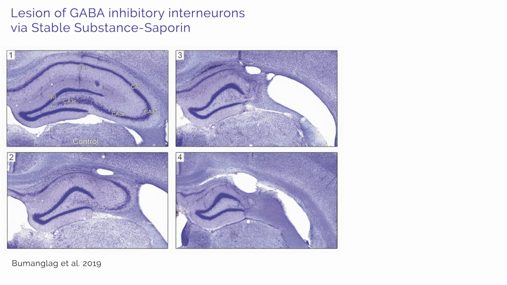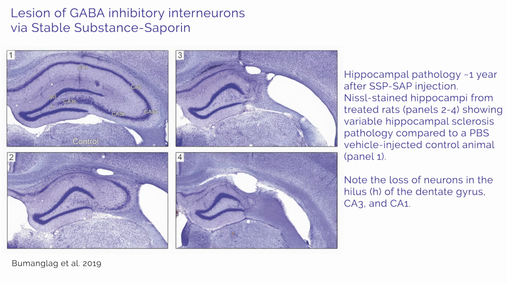And this image was taken from Bumanglag et al. 2019. And this is rat tissue taken from rats treated with substance P saporin. The interesting point here is that this was 1 year after treatment with the substance P saporin. And so again, this is showcasing the idea of permanent removal of a particular set of neurons. Again, this is about 1 year after treatment.